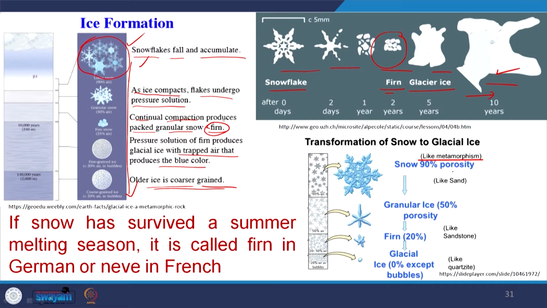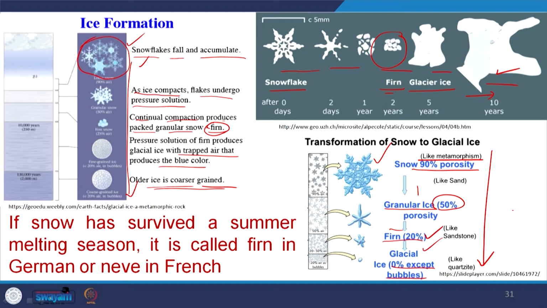So, that means, here at this initial time when there are snowflakes, there is 90% porosity, and that means the pore space is occupied by air. So, with granular ice the porosity decreases to 50%. Then once it is firn it is 20%. So, like glacier ice it is 0% except some water bubbles are there. So, gradually this transformation is called the metamorphism of snowflakes to ice sheet.